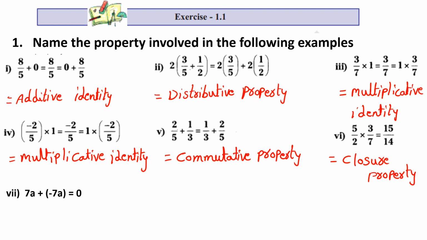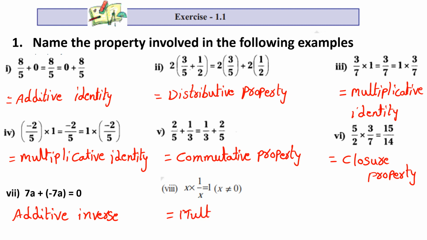Next one, 7a plus minus 7a equals 0. Here they are additive inverses of each other. That is the additive inverse property. So the next one, look at that: x into 1 by x equals 1, where x is not equal to 0. This is the multiplicative inverse.